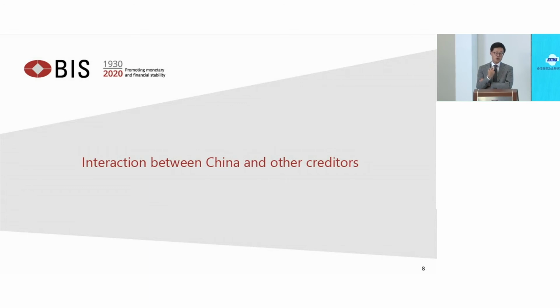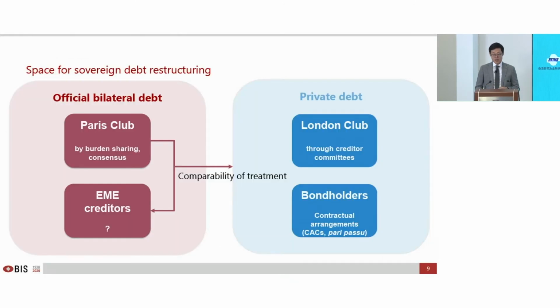Now I move to the second part of my presentation to talk about the interaction between China and other types of creditors. First of all, I'd like to showcase the space for sovereign debt restructuring, which is pretty interesting because since even 2000, the IMF has been promoting this idea of a sovereign debt restructuring mechanism in order to facilitate an orderly treatment of official debts.